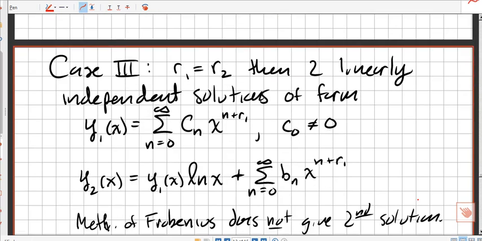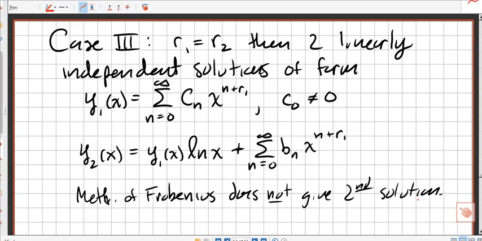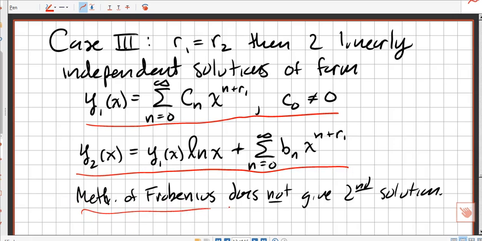And then the last case is when r1 equals r2. So this would be if we get the exact same roots, so our indicial equation gives us like 2 and 2 or something like that. Then we do get two linearly independent solutions, but y1 is going to equal this, and y2 is going to equal this, but the problem is that the method of Frobenius doesn't actually give us that second solution. So we're basically going to avoid case 2 and case 3. You can take an upper level course to figure out all the details of that. All right, so that is the end of example 2.